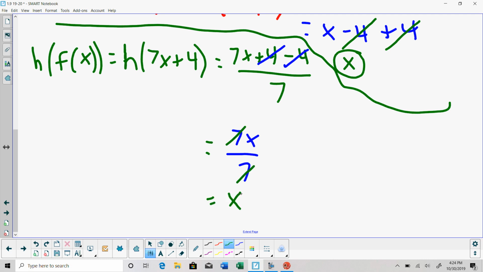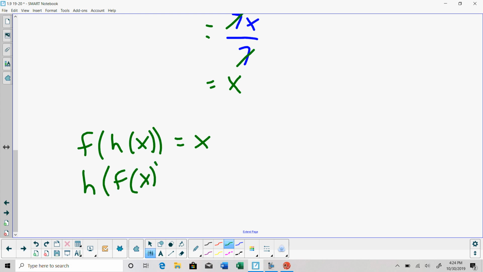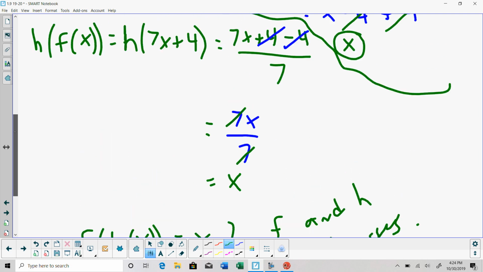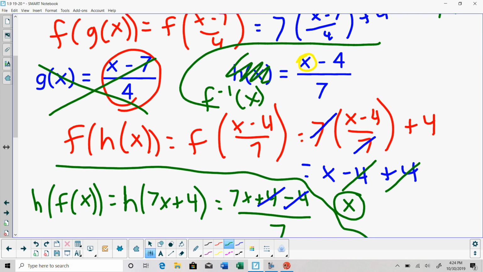x also. So what did we just learn? We learned that f of h of x is equal to x, and h of f of x is also equal to x, and that result means that f and h are inverses of each other. And that means that we really could write h as f inverse. So instead of writing h of x, we could write f inverse of x. So we found the inverse function. It was the h of x function.